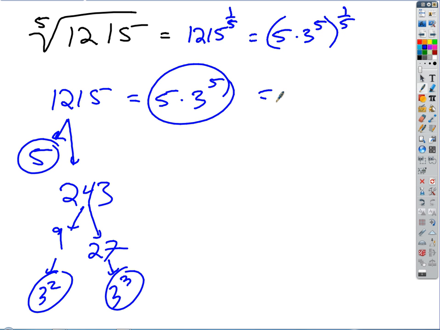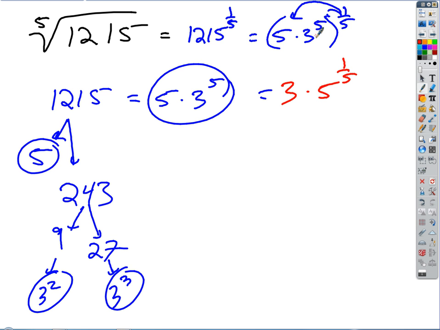Okay, so if I distribute the 1/5, then what's 3 to the 5th to the 1/5? Not 1. 3. Yeah, the exponent's 1. It's 3 to the 1. So I'm going to get a 3 times 5 to the 1/5. You see that? The 5th root of 5. Yes. Will you say that again? Okay, top part again. Now everybody focus here. So we got this thing broken down. The 1215 breaks down into 5 to the 1 times 3 to the 5th, right?